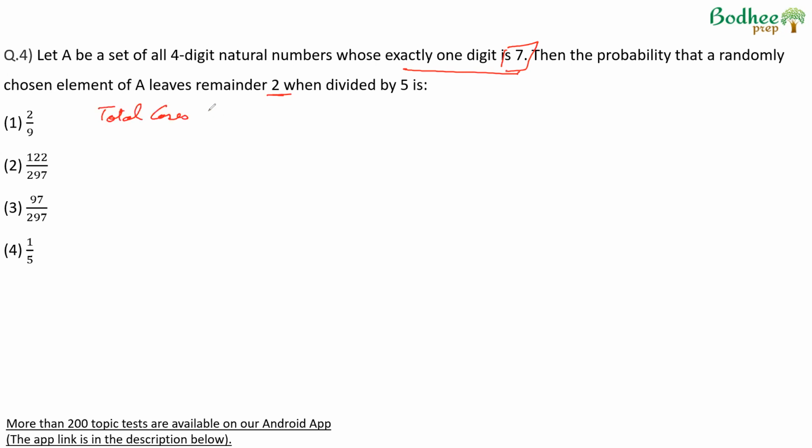There are 4 possibilities. 7 could be the first digit, then 3 blanks. 7 could be the second digit, then 2 blanks. This is a 4-digit number. 7 could be the third place number, and the rest are blanks. 7 could be the last digit.